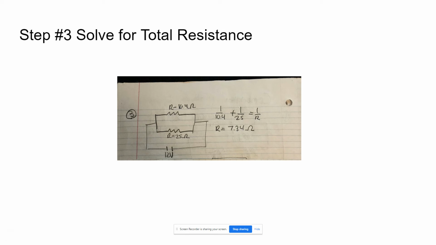Next, redraw the circuit again, and this time you'll only have two resistors which are in parallel. The top being 10.4 and the bottom being 25. Just add these two together using 1 over R, and the answer in this case is 7.34 ohms.